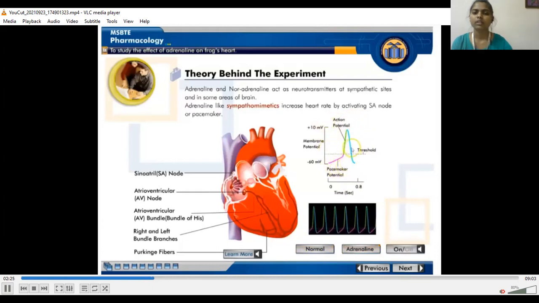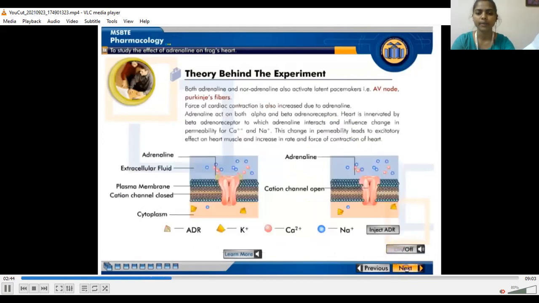Next, we will see that diagram. If we see that diagram, this is the action potential. So that pink line indicates the pacemaker potential and the action potential is shown by the green line. Okay. So by using this action potential, there is the completion of one heartbeat.